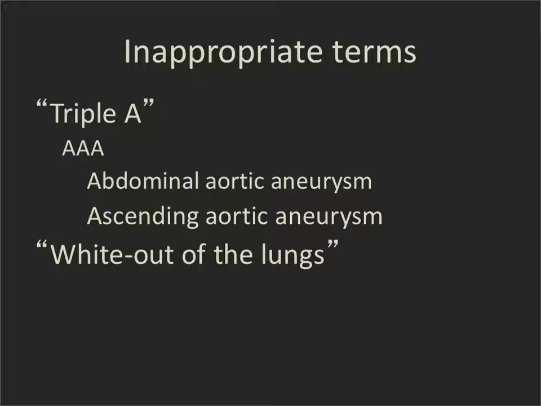Be careful with terms such as AAA. A AAA could be an abdominal aortic aneurysm or it could be an ascending aortic aneurysm. So many of these abbreviations have multiple definitions. We've all spent time, when we get an abbreviated clinical history from the clinicians, Googling it to see what on earth turns up. White out of the lungs, you should not be using that after first year of medical school.